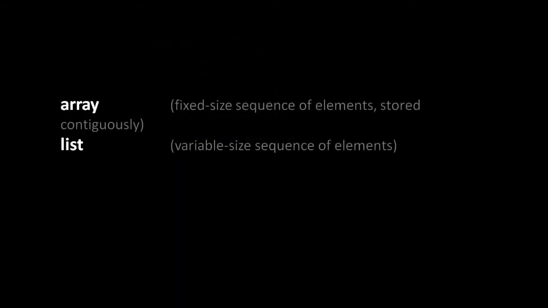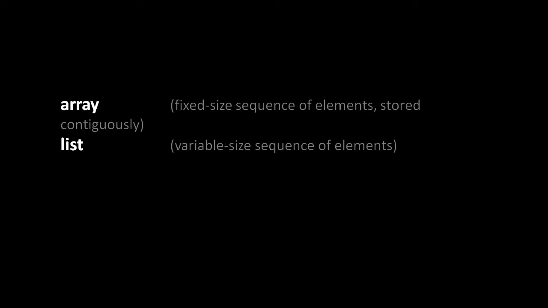As we've already established, an array is a sequence of elements which are all stored contiguously, and importantly, those elements are all of the same type, they're homogeneous, or failing that, they're all at least the same size. And in fact, the array itself is of a fixed size. Once it's created, it doesn't shrink or grow.